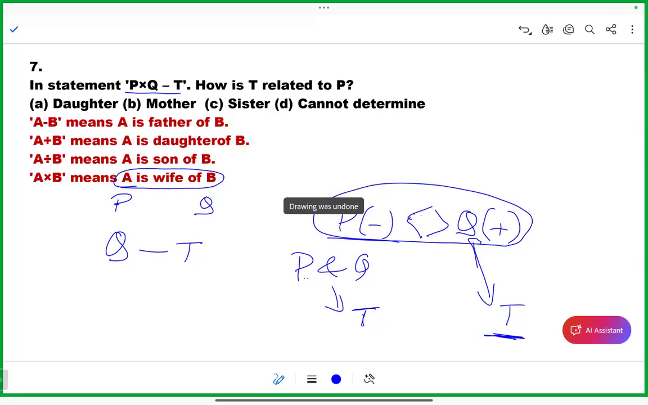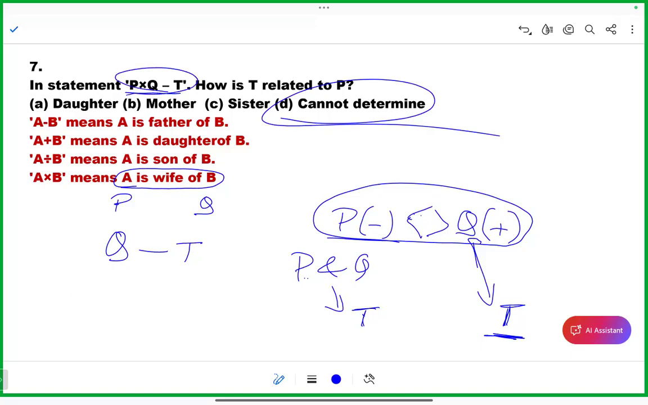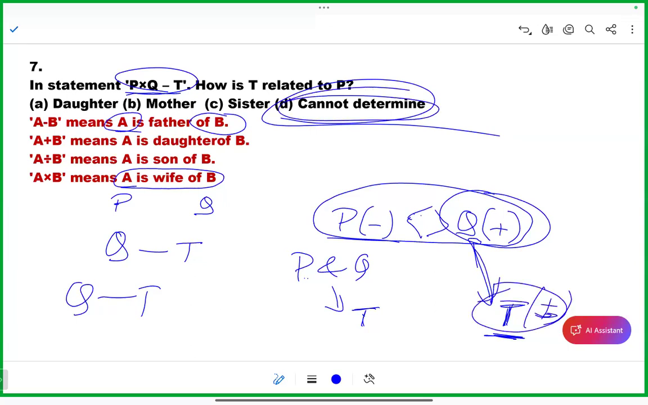Q is the father of T. In the question, T's gender, we don't know. You just read the question again. The only thing that has been given to us is Q minus T. Q minus T means Q is the father of T. So Q is the father of T. That is clear. But T's gender, we don't know. So it cannot be determined. All right? Correct.